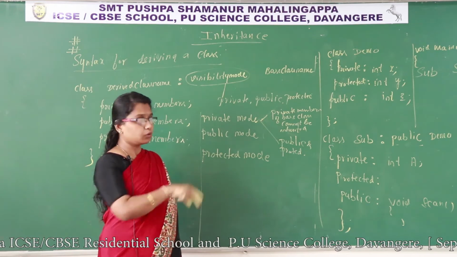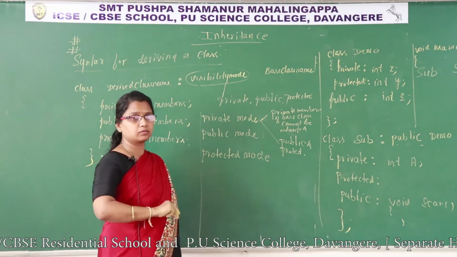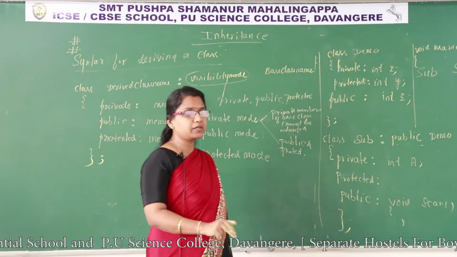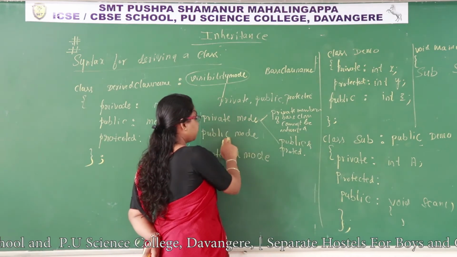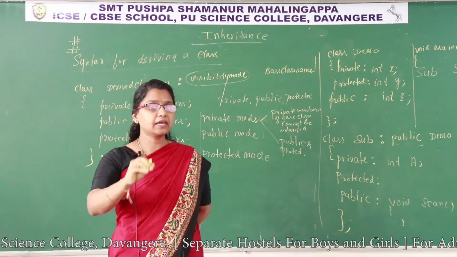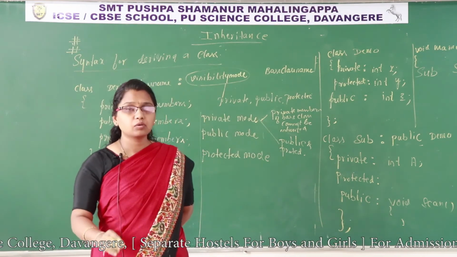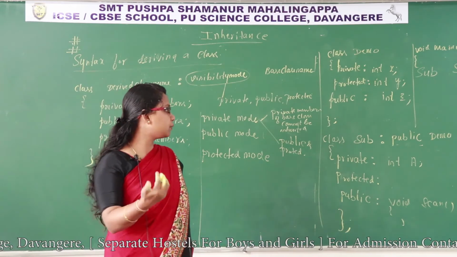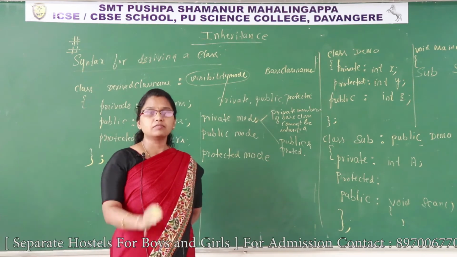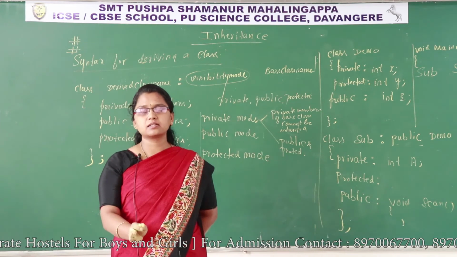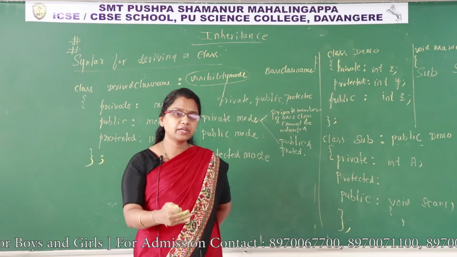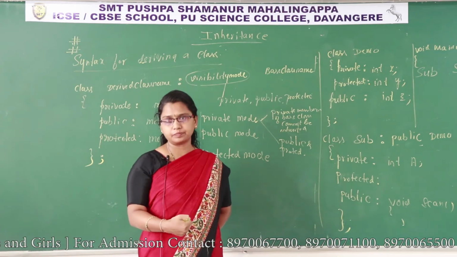After derivation, to which section will those members go? Will they go to private, public or protected? That depends on the visibility mode: private, public, protected. So this visibility mode decides which access specifier the inherited members belong to in the derived class. Are you understanding? The visibility mode decides whether the inherited members become private, public or protected.